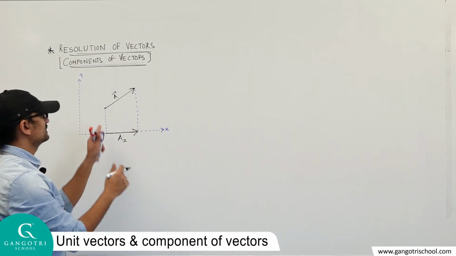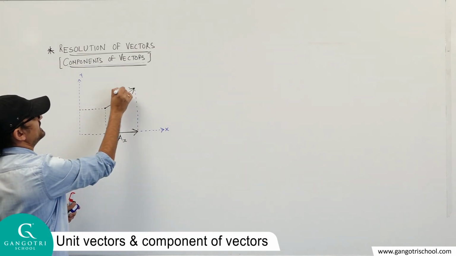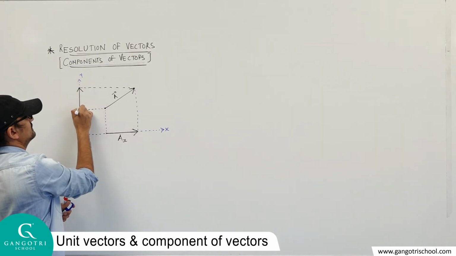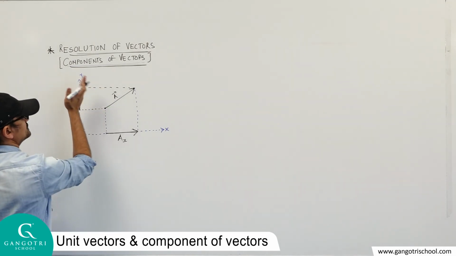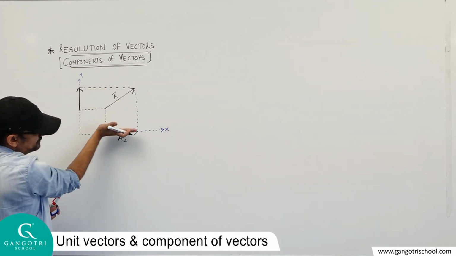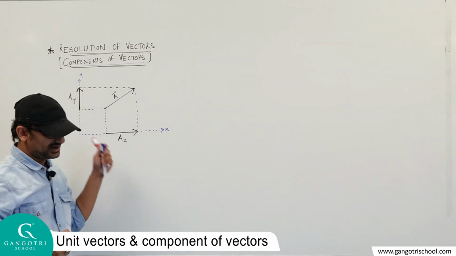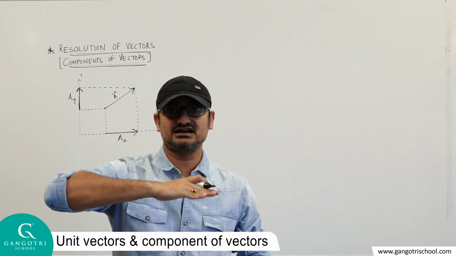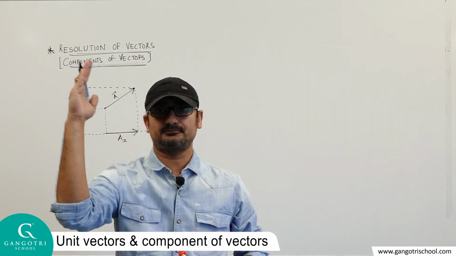In the same way, from the tail and from the head, if you draw perpendicular lines on the y-axis, look at this part. This is known as the shadow of vector A on the y-axis. Vector A has two shadows, its x projection and its y projection. The y projection is denoted by AY. So in this diagram it is very clear, vector A has two components, its x component and its y component.